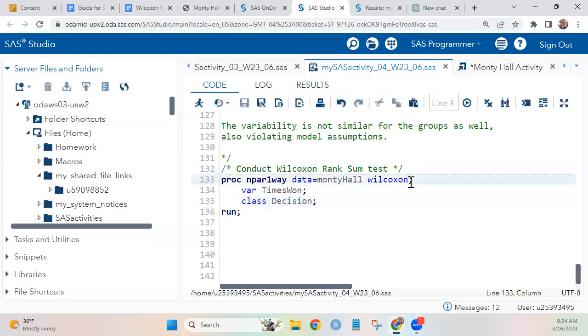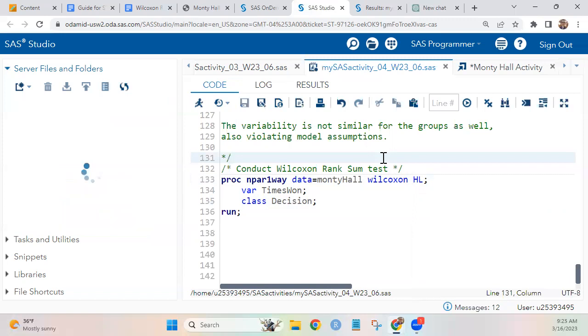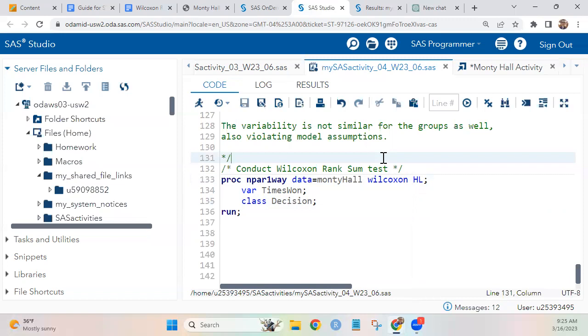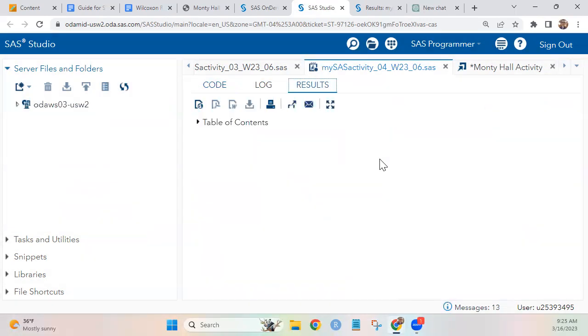yeah, we could ask ChatGPT again, but you add this HL option here, which stands for Hodges-Lehman, which is the name of the people credited with coming up with confidence intervals for the median difference. And so we add that, it'll add confidence intervals to the output as well.